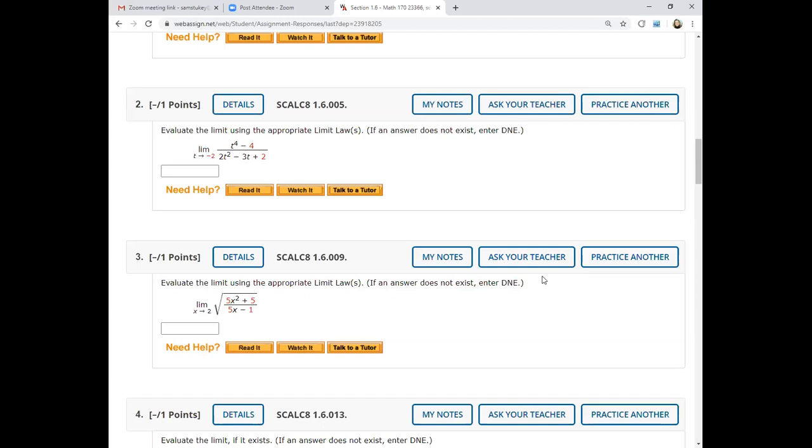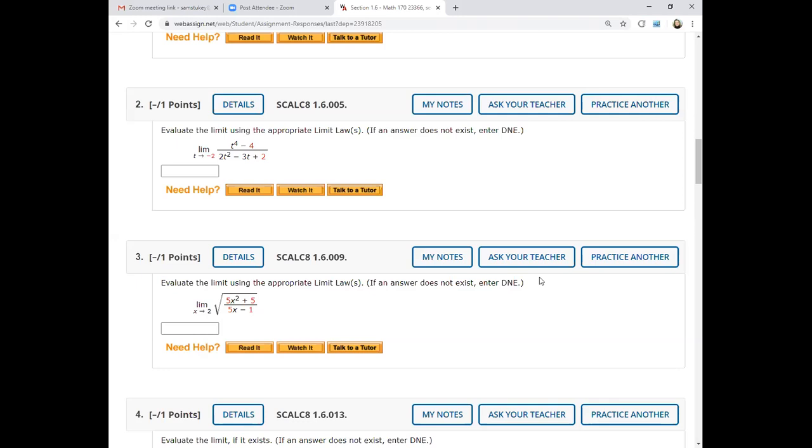No, I think it should work if you plug it in, because you get -2 to the 4th minus 4 over 2 times -2 squared minus 3 times -2. I'm plugging it in directly right now, which is always the first thing you should try to do. This is going to be 16 minus 4.